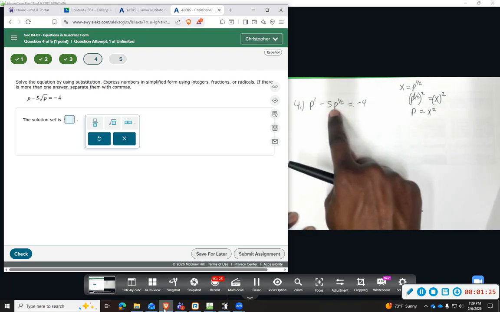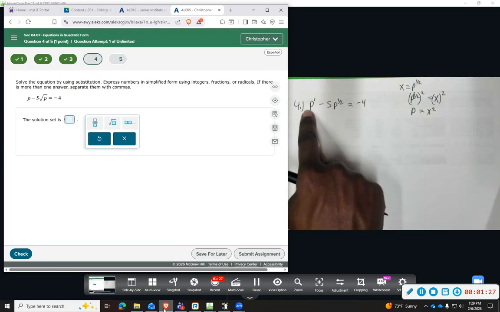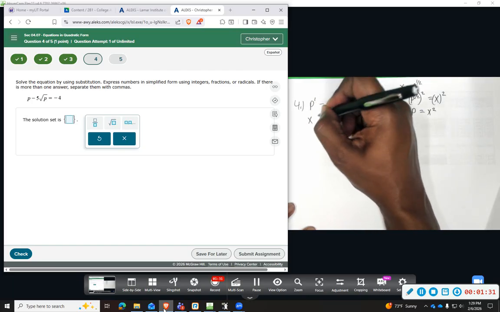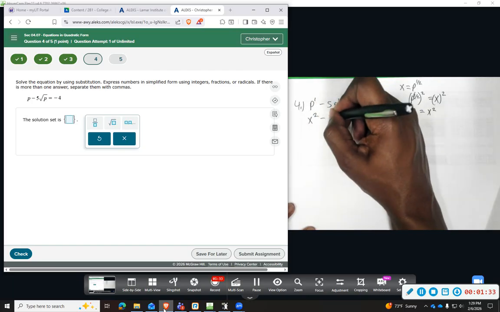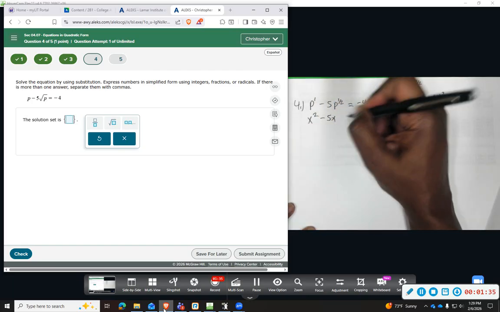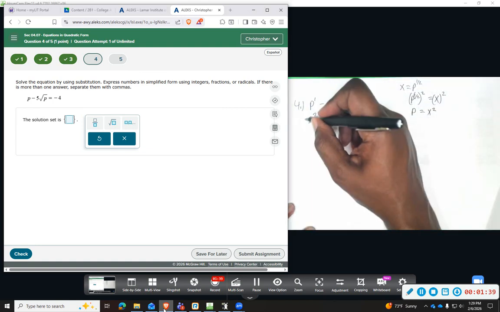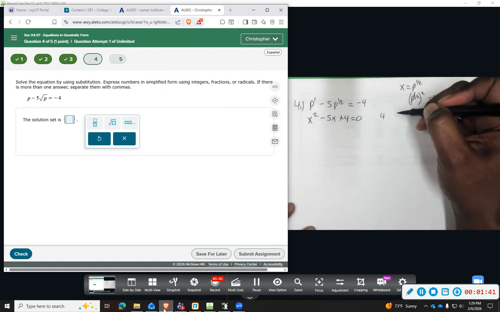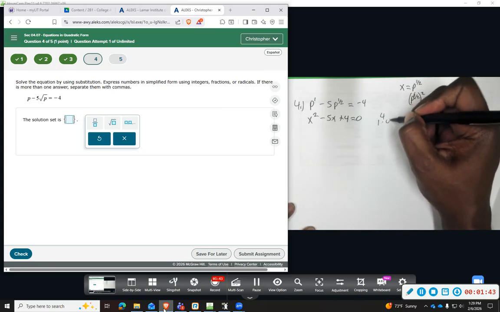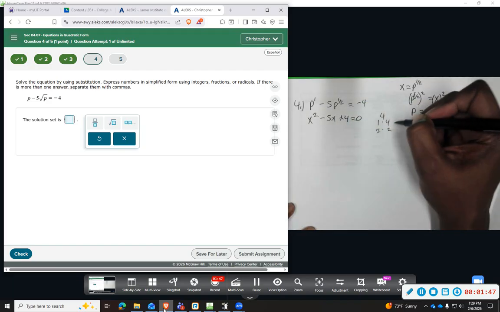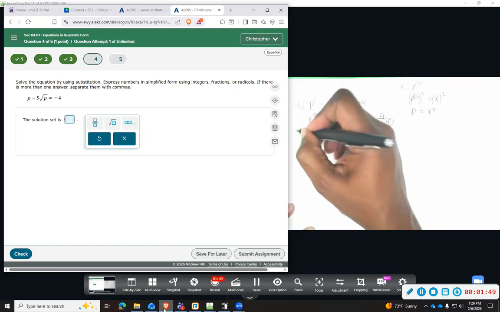So we're going to use substitution again. The x is going to be here, and this p to the first power is going to be the same as x squared. So x squared minus 5x plus 4 equals 0. 1 times 4 gives us 4. Factors of 4, 1 and 4, 2 and 2. We want to add to get 5. That will be 1 and 4.